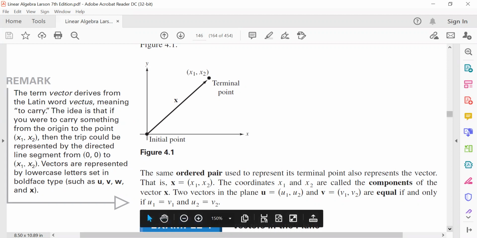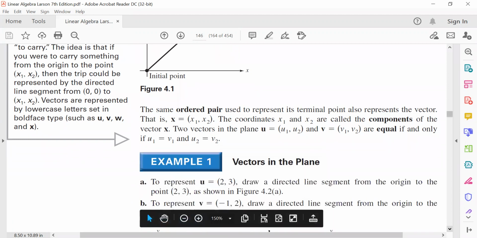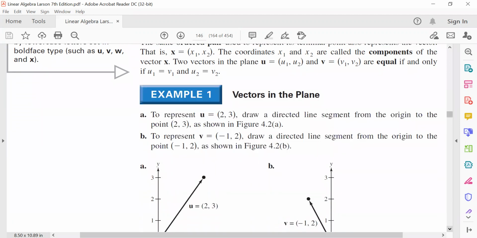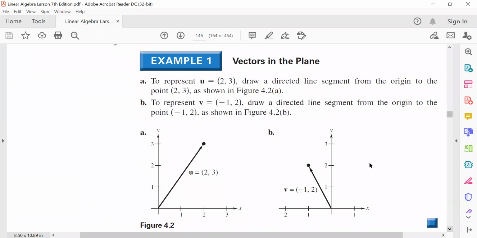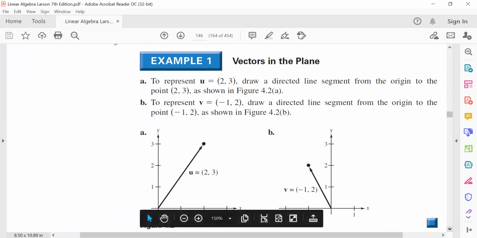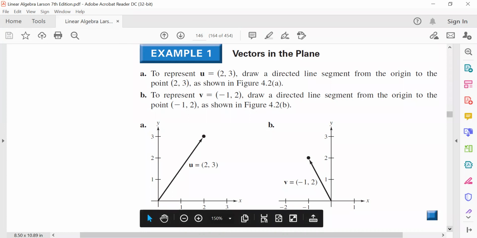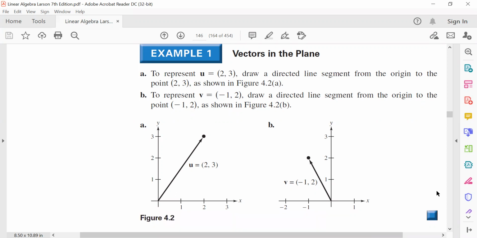Anyway, let's look at some vectors in the plane. So here we want to represent the vector 2, 3. And what we do here is that we have an arrow from the origin up to the point 2 comma 3. And here we want to represent -1 comma 2. So we draw an arrow starting at the origin up to the point -1 comma 2. And this is just the way we represent vectors, or I should say, this is the way that we can represent vectors in a plane.